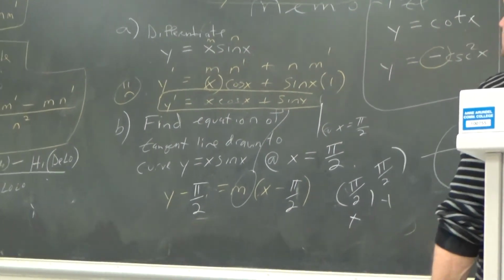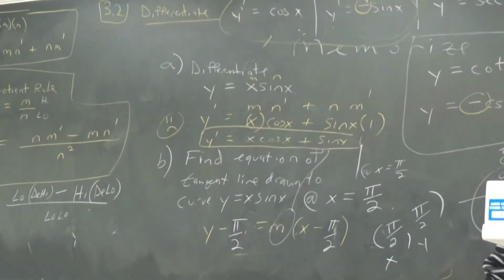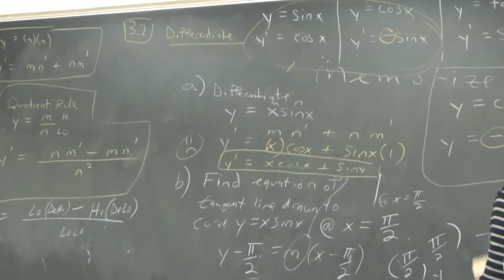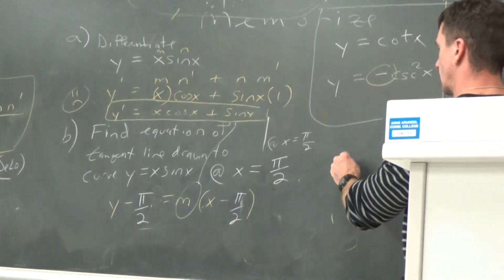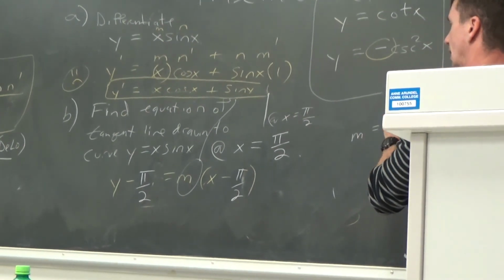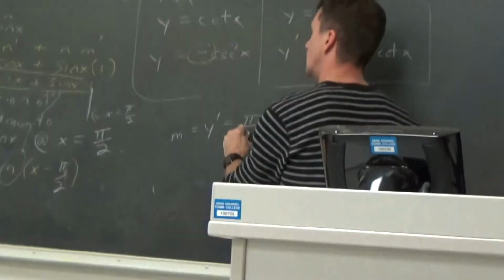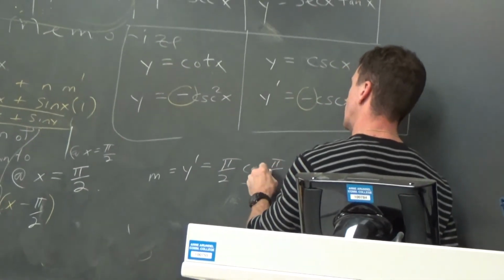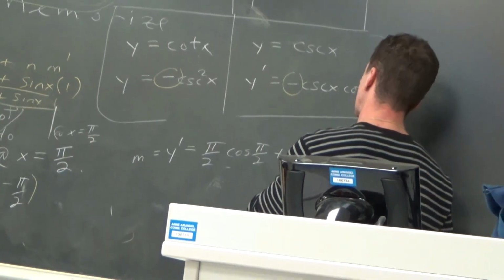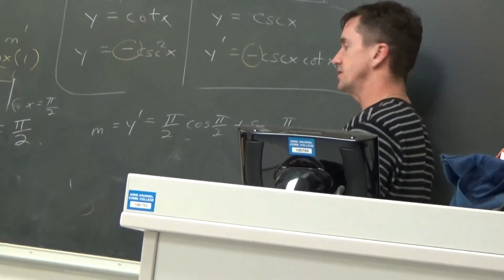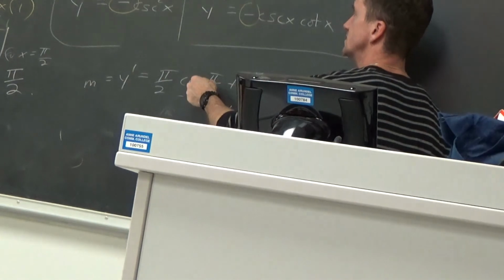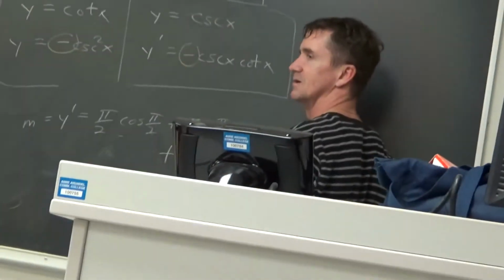So you get pi over 2. We'll take it nice and slow. m equals y prime equals pi over 2 times cos of pi over 2 plus sine of pi over 2. Well, what's the sine of pi over 2? 1. What's the cos? Oh, I just erased the unit circle. 0. So it's 0 times anything. So what's y prime equal to? 0 plus 1 is? That's a nice slope, isn't it?